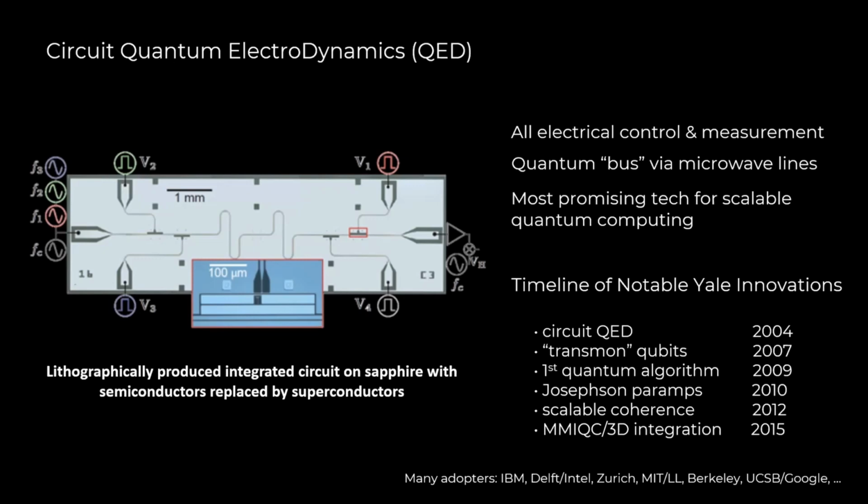All of this is the timeline of the innovation in the space of superconducting qubits. That technology has been adopted by all the tech giants, IBM, Google, Microsoft, and a lot of groups in the US and the world are using that technology to develop the computer.